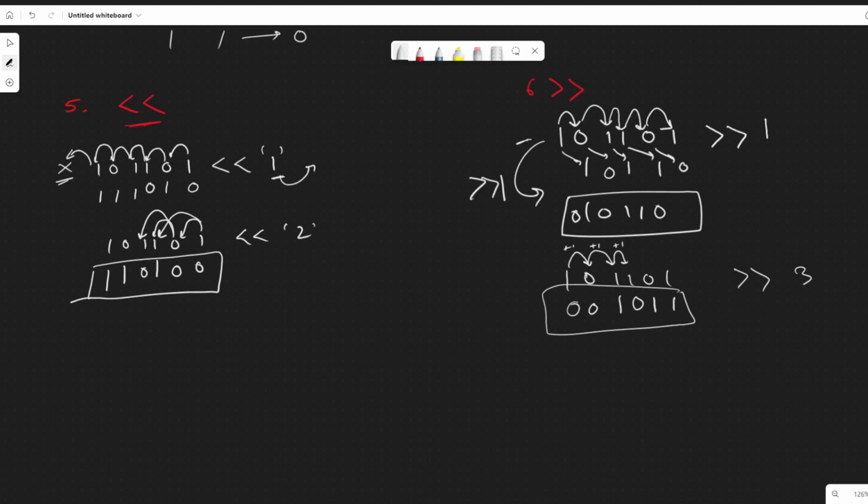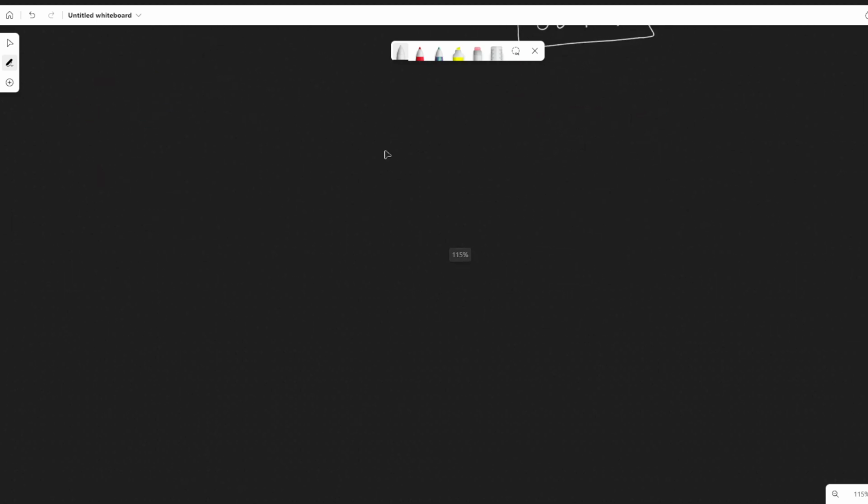Now we will check whether the number given is odd or even. So our next topic is how to check a number, even or odd. Whether the number is even or odd. Simple.